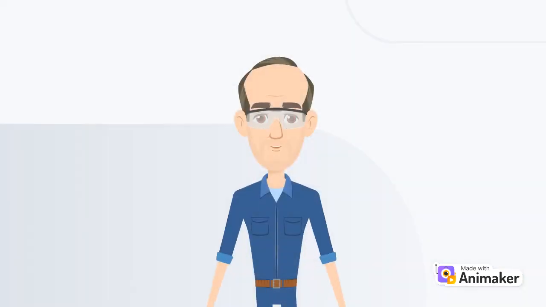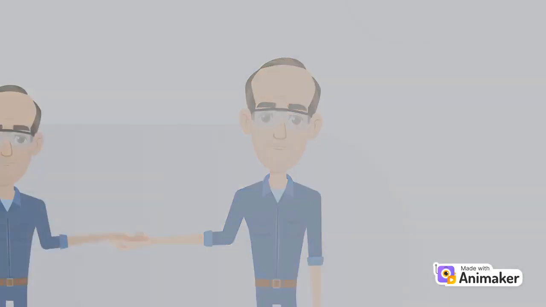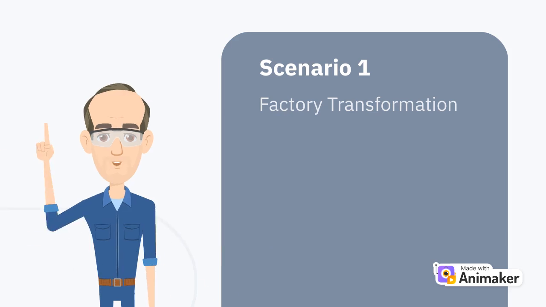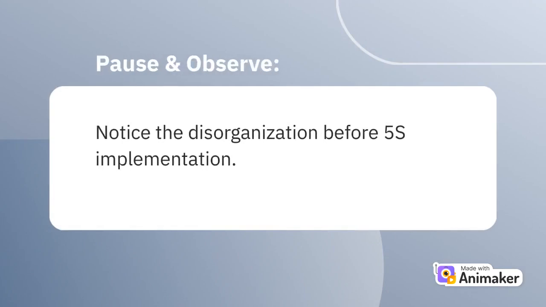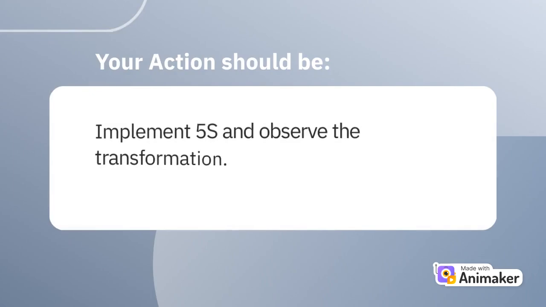Now let's explore real-world examples of 5S in action. A factory before and after implementing 5S, showcasing improvements. Pause and observe. Notice the disorganization before 5S implementation. Your action should be: implement 5S and observe the transformation.